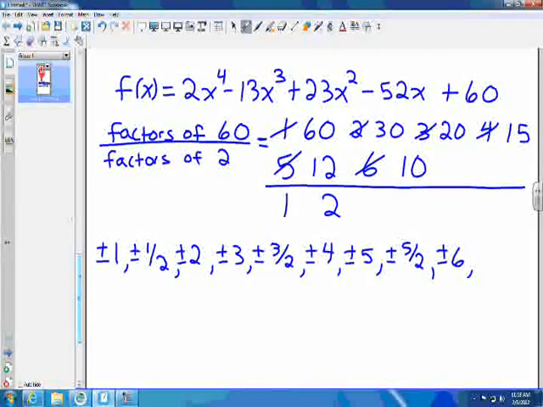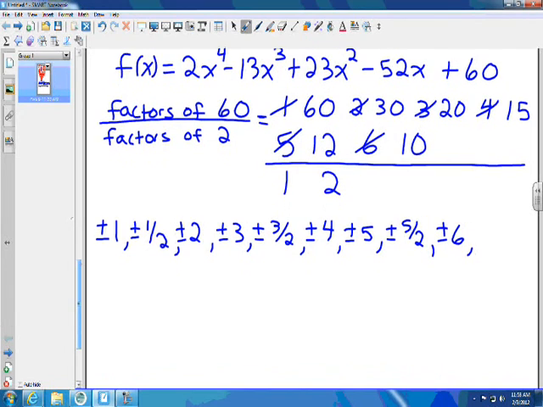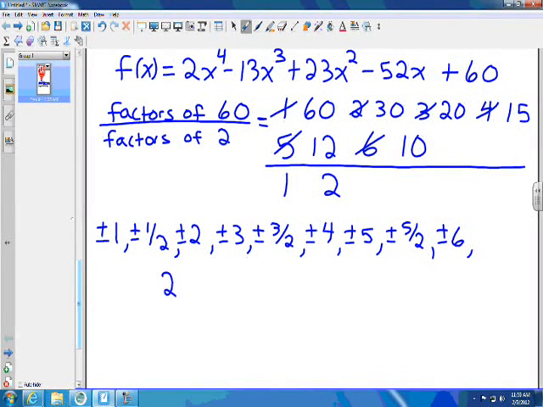Are we missing any coefficients or any terms up there? So we have 2, negative 13, 23, negative 52, and 60. And what are we trying first?